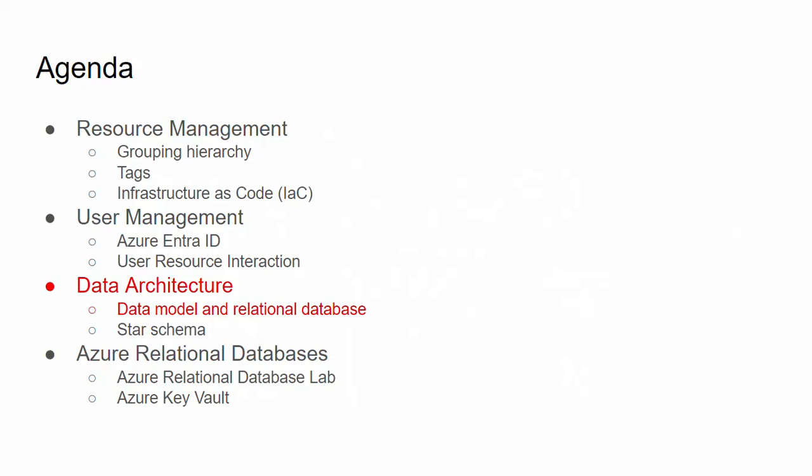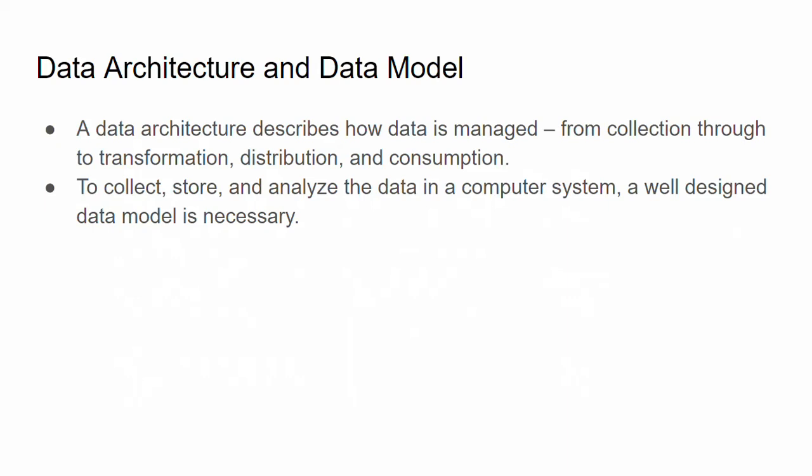So when you have data inside your database, you need to have a certain way of modeling that. It's in a sense similar to resource and user management. When you have a lot of elements, you need to organize it in a clear way. And that clear way usually requires some overall view of the data and a methodology that you can use to handle the data. So that is called a data model. A data architecture describes how data is managed, right, from collection through to transformation, distribution, and consumption.